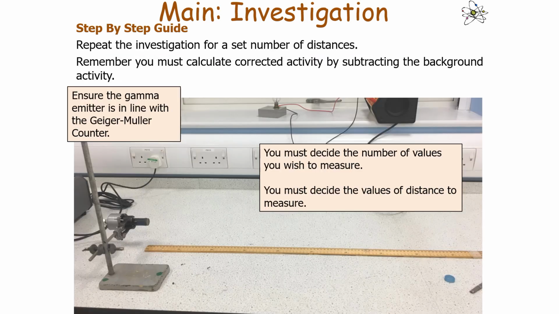Now you then repeat the investigation for a set number of distances. Now remember, you must calculate the corrected activity for your radioactive source by subtracting the background activity from your measured activity. Please remember to have the gamma emitter in line with the Geiger-Müller counter. Now when you're deciding the number of distances that you need to take your measurements for, you must decide the values and the number of distances you wish to take.